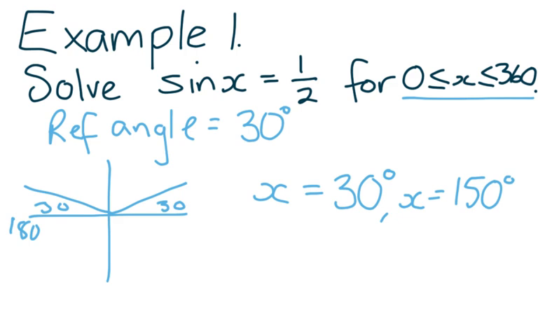If, for example, it was 0 to 720 degrees, we would go around again, and we would notice that our next solution would be 390 degrees, which is 360 plus the 30. And then we would also have to add in that last one as well.